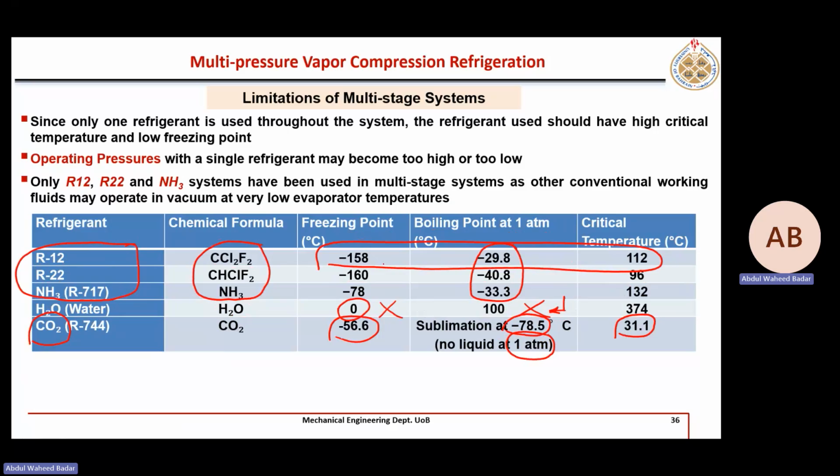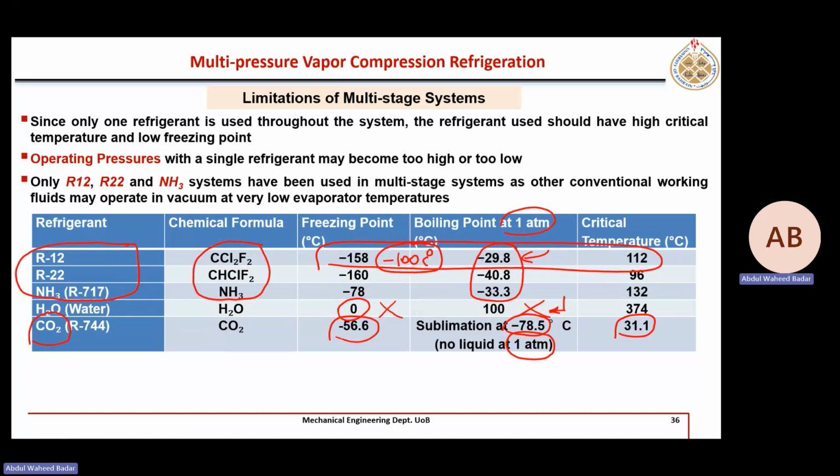If you use R12 for -100, do we need to create vacuum? I want to use R12 in the evaporator at -100. Do we need to create vacuum? Yes. Why? Because boiling point at 1 atmospheric pressure is -29. So if you want to produce cooling at -100, it means you have to decrease the pressure.